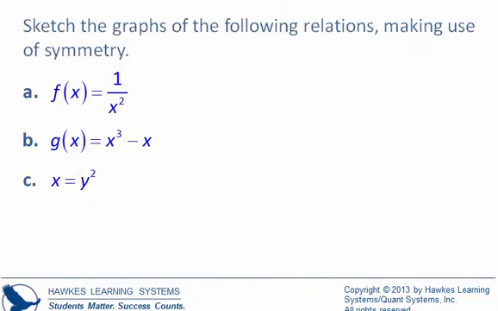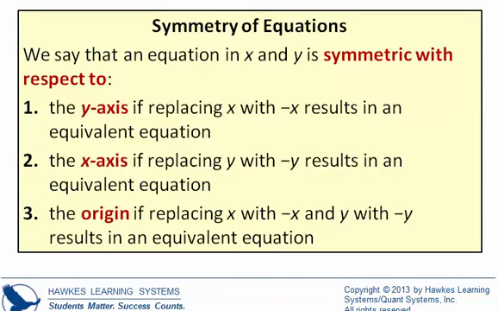So our example says to sketch the graph of the following relations making use of symmetry. So let's begin with part A. Part A says that we have f of x is equal to 1 over x squared, and we're checking to see what type of symmetry this graph has. So I'm going to go back to my procedure table for just a second. The first one that we could check is the y-axis symmetry, and we find that by replacing x with a negative x. So let's try that.